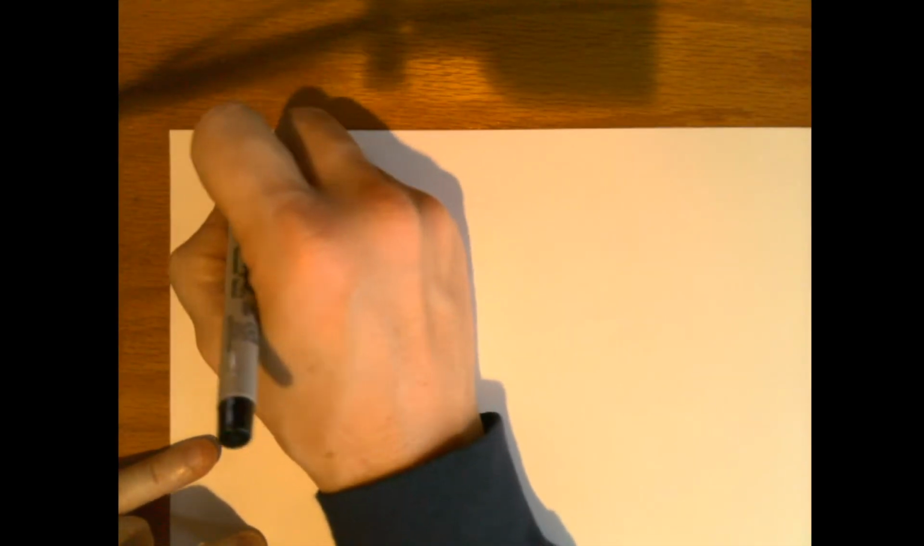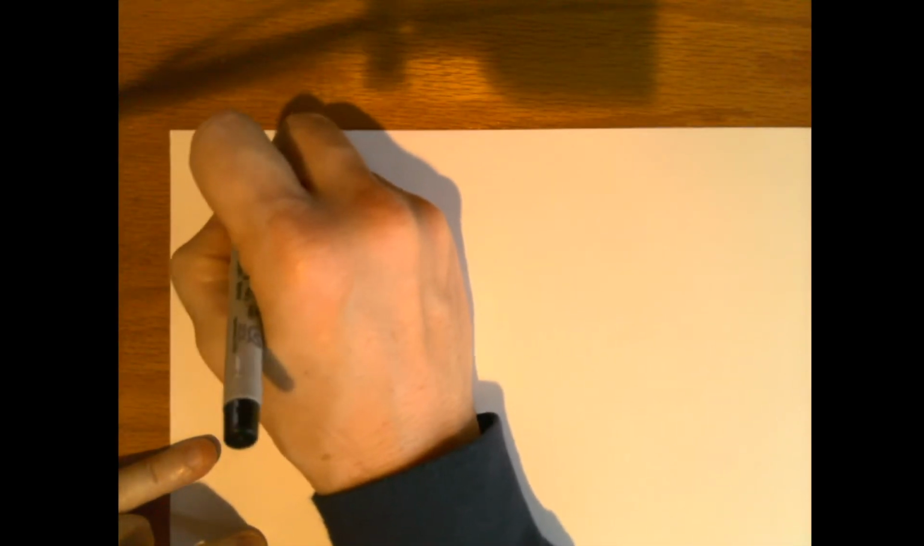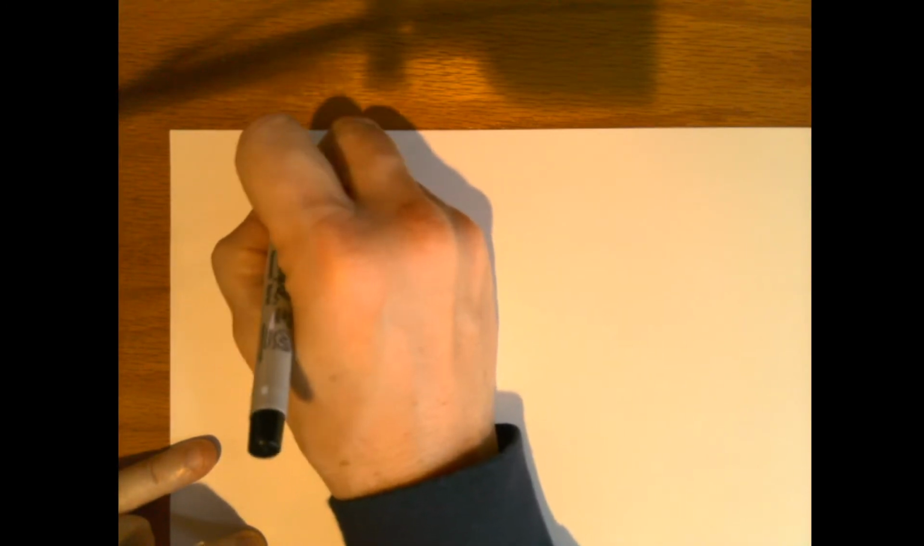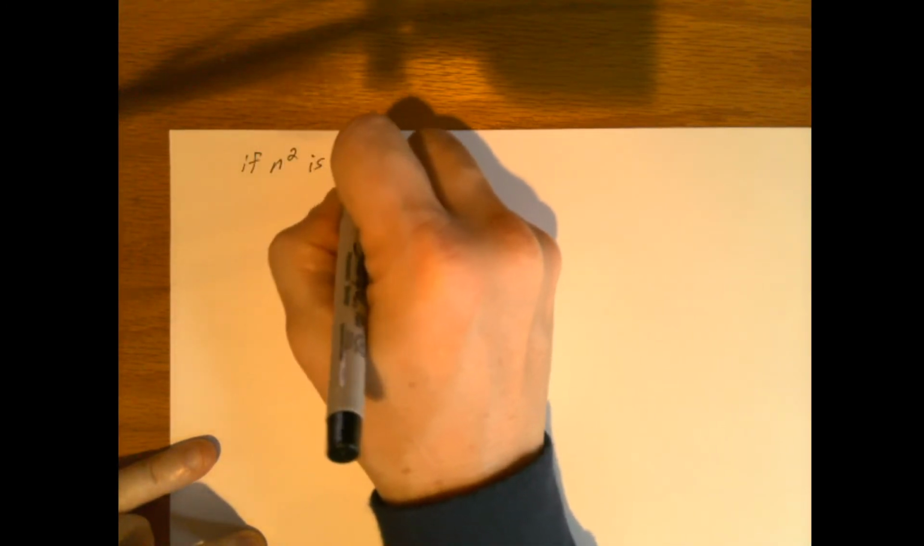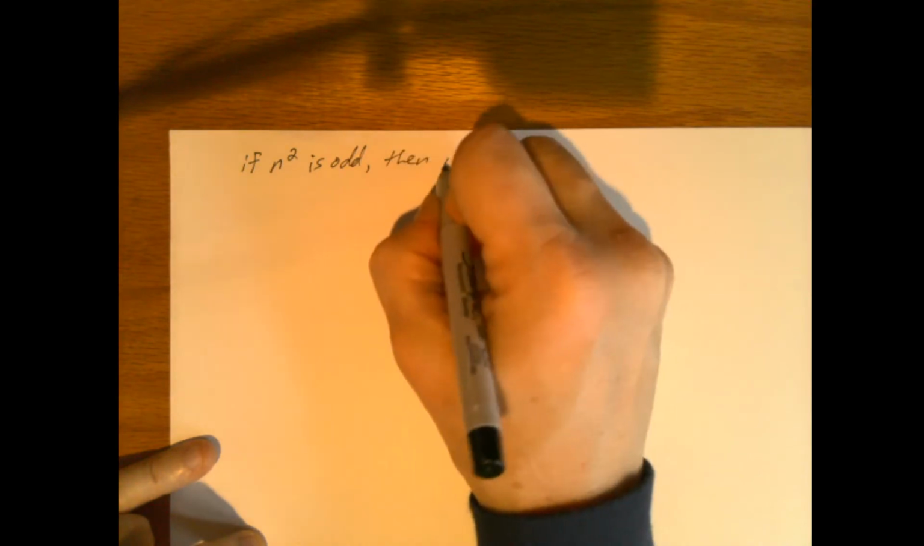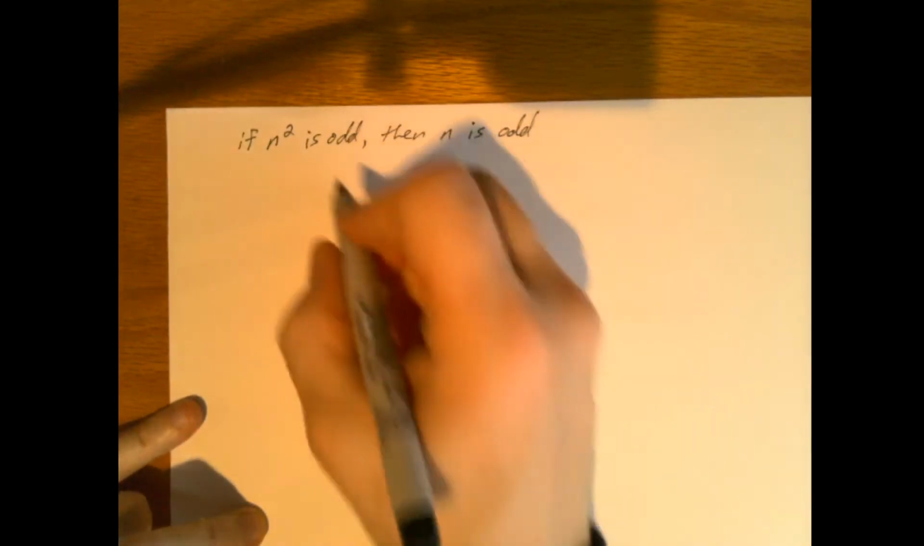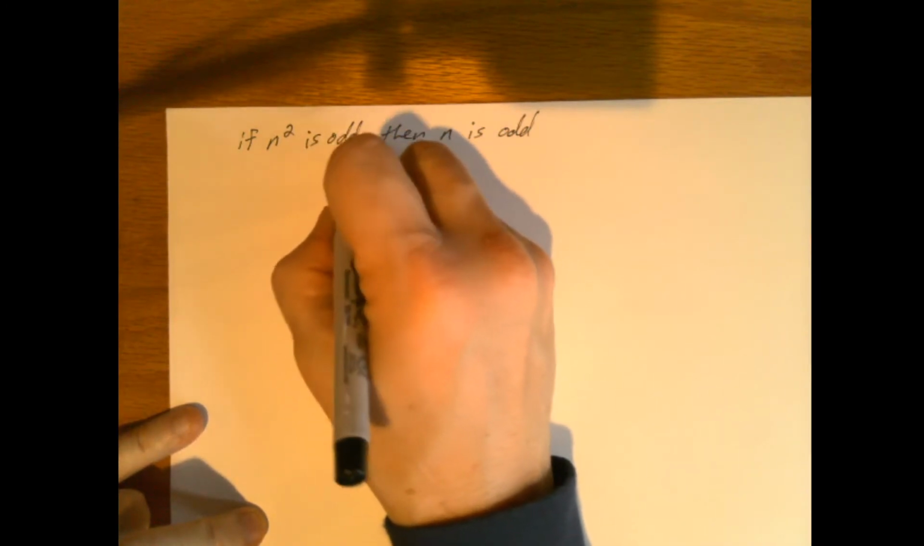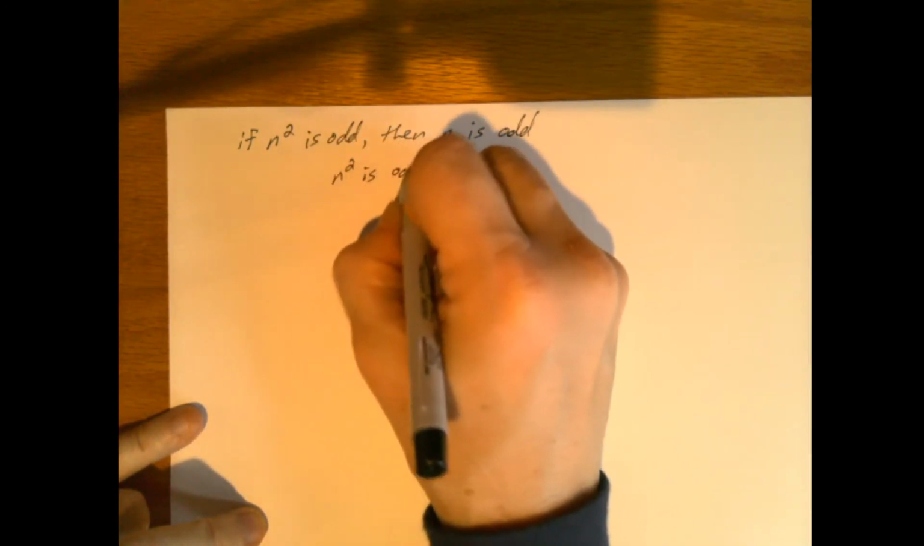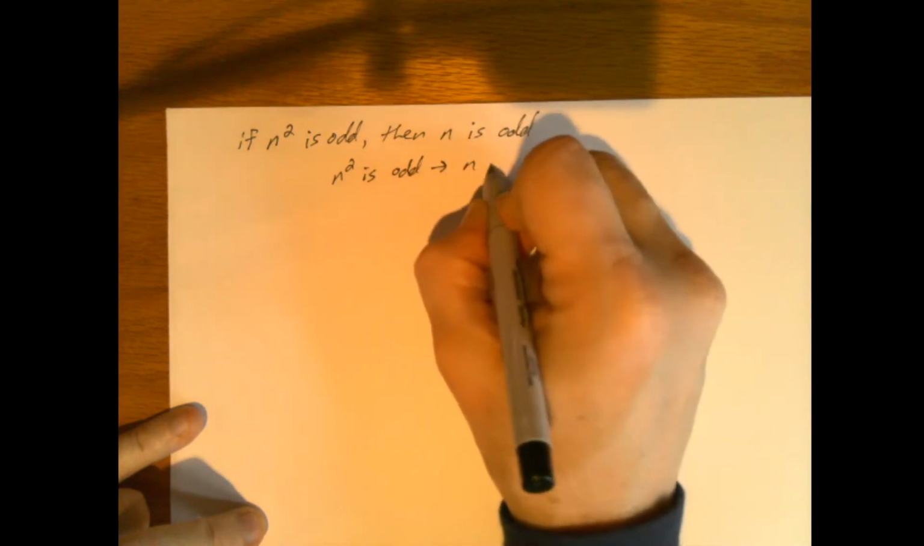Okay? So let's look at a couple of examples. So start with this. Prove that if n squared is odd, then n is odd. And so that would be like this: n squared is odd implies n is odd.